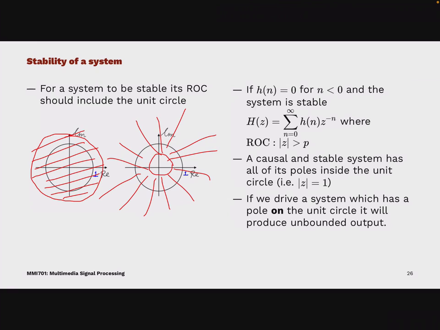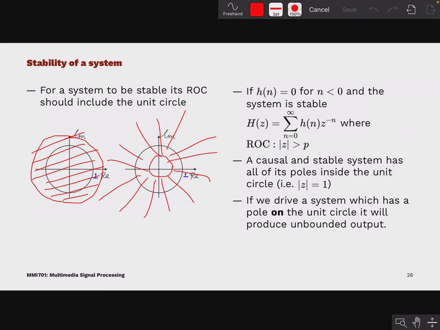So if we have a causal system and our system is stable, the direct Z transform is given in this form. So we have a causal system which we want to be stable, and we have a region of convergence |z| greater than |p|. We would have all poles inside the unit circle. If our system has poles, then all of the poles are inside the unit circle.